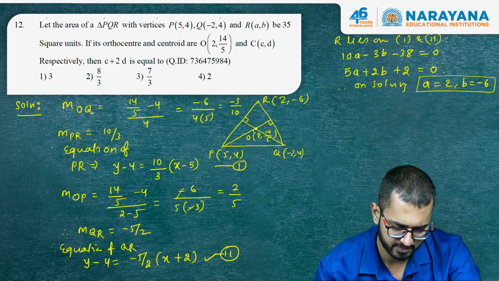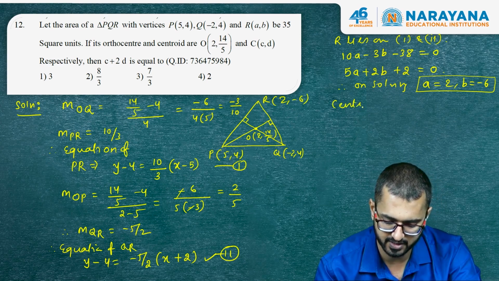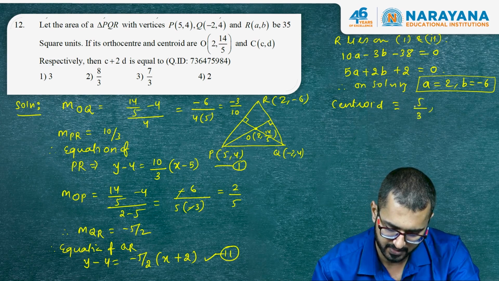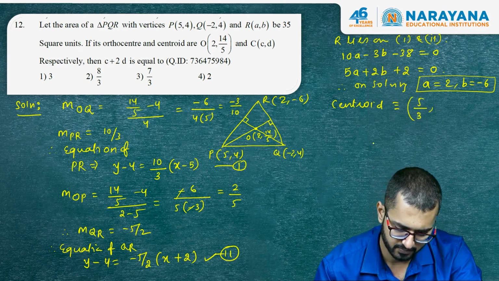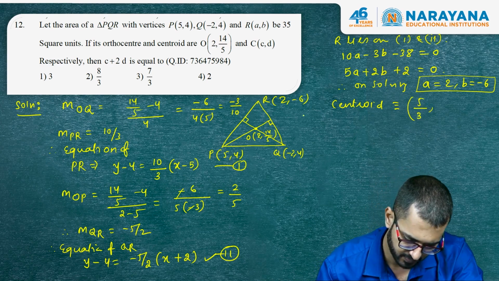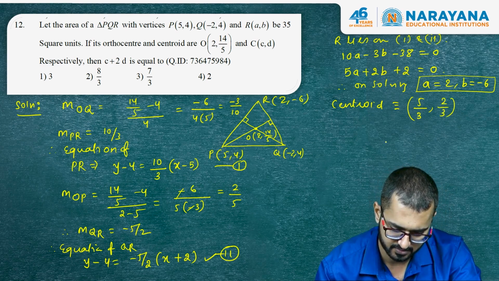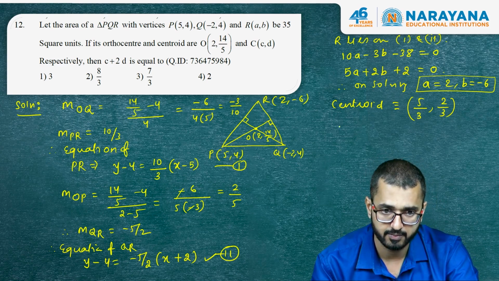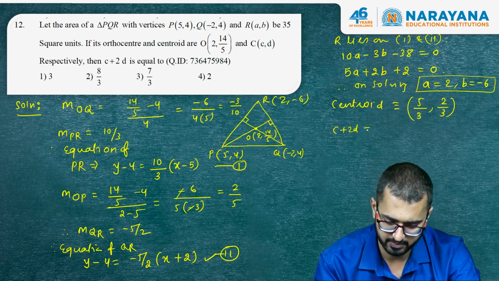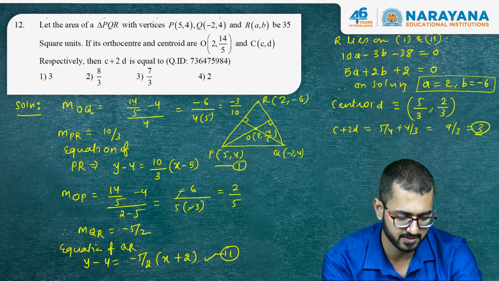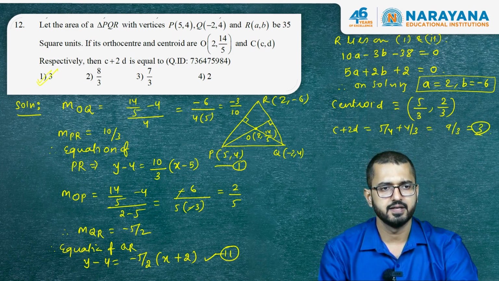If it is 2 and minus 6, that means we now need the centroid. So centroid we can just write by the usual formula and celebrate. So this becomes 5 over 3 comma, and then 4 plus 4 minus 6 is 2 over 3. So we got c and d. Continuing further, c plus 2d will be equal to what? 5 by 3 plus 4 by 3, which gives 9 by 3, which is equal to 3. So that makes option A correct. 3 is the answer.